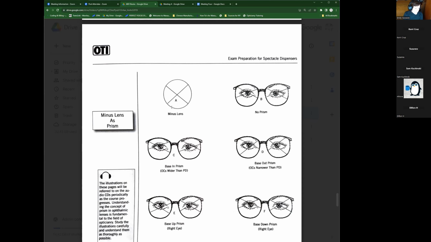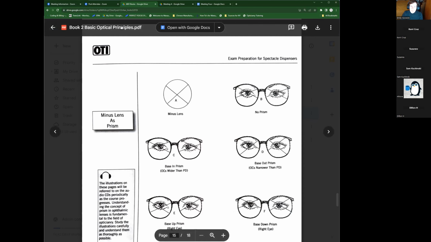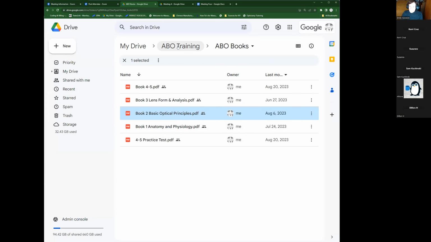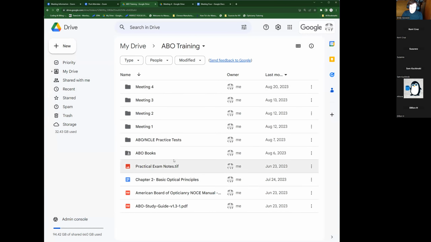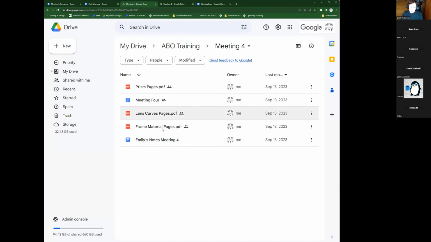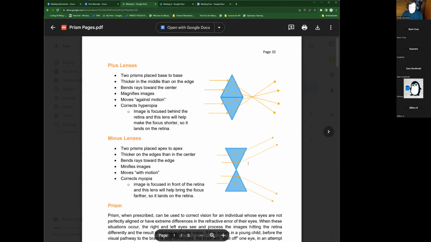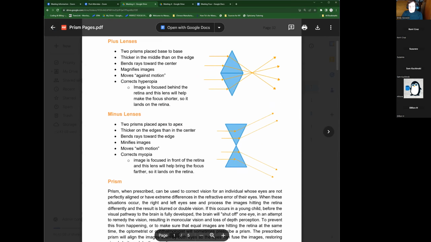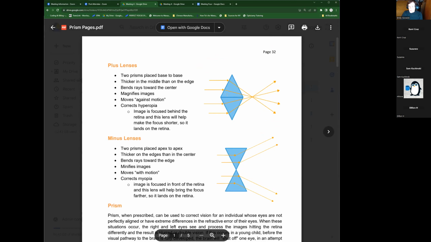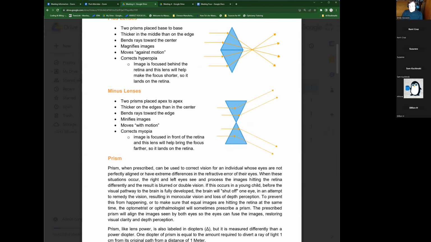So I did want to pull up, for meeting 4, this too. The first part of this document was just a quick review. Remember that when light enters prisms, it goes towards the base of the prism, right? So you can see when it's a converging lens, it's entering in and then going down. When it's a diverging lens, meaning a minus lens, it's entering and then basically splaying out or spreading out. Okay.